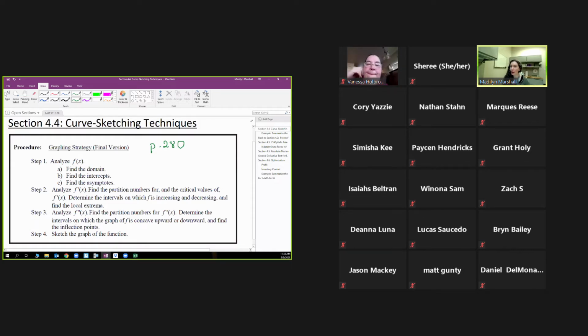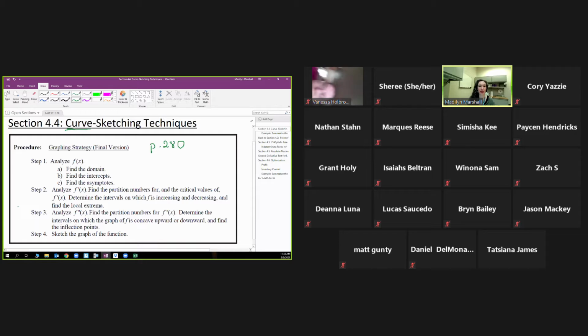And so a curve is basically just a word for a graph. And so if we are graphing a function, we can use what we have done so far in chapter 4 and this overall technique to get a good idea of what the graph looks like and sketch it without first looking at a graph on a graphing calculator. So we basically have 4 steps.